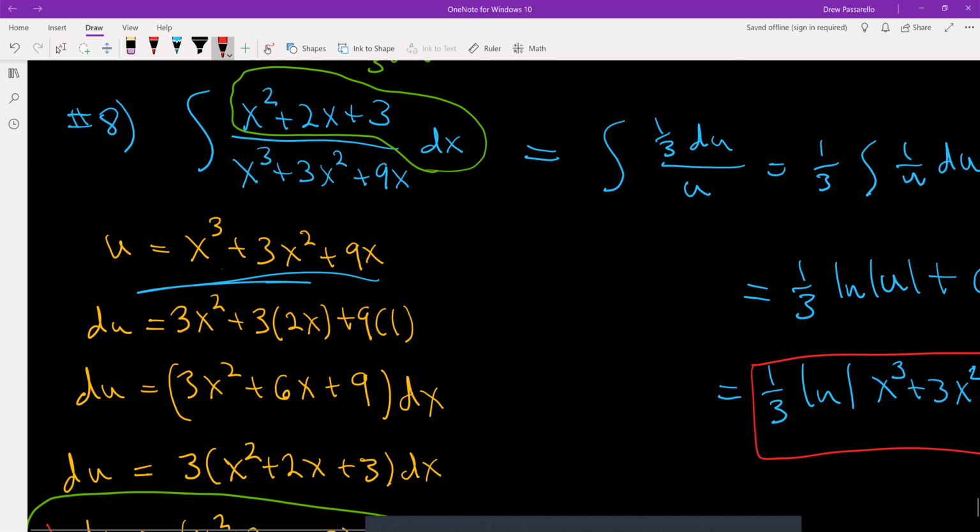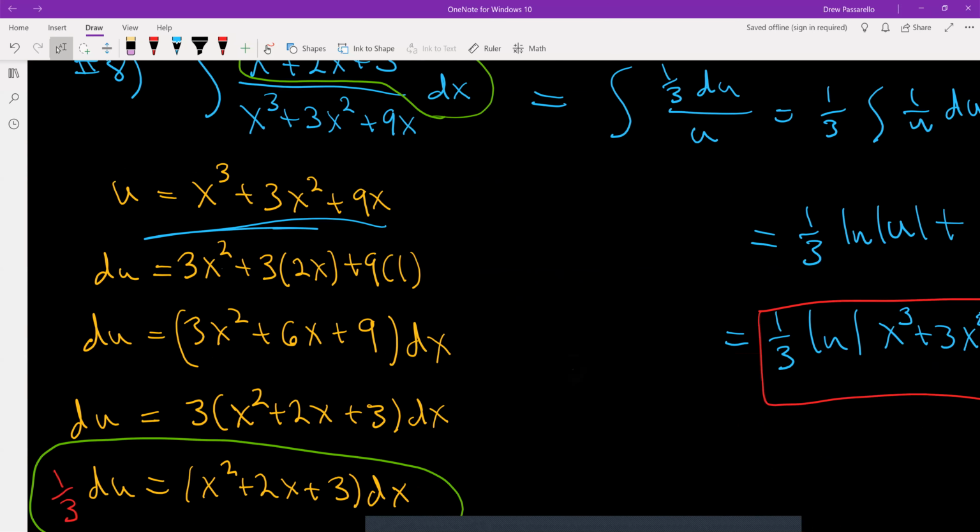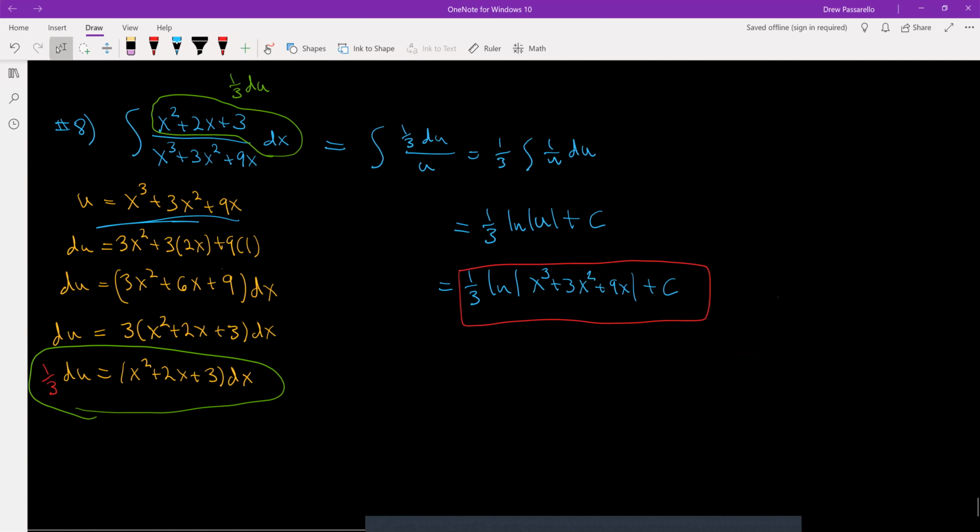All right, so it looks more complicated, at least I think so. It looks more complicated than what it was as far as the work involved. I just rewrote it into that. The substitution makes it a lot easier to look at. So you have 1/3 du over u, which we factored out 1/3, and then we integrated. And the general pattern is I'm letting whatever's on the bottom be u, and then take its derivative. And then I noticed that 3x squared plus 6x plus 9 is a multiple of x squared plus 2x plus 3 because it's a multiple of 3.